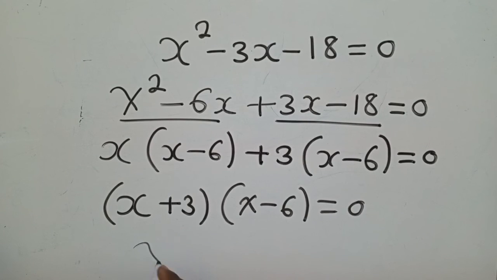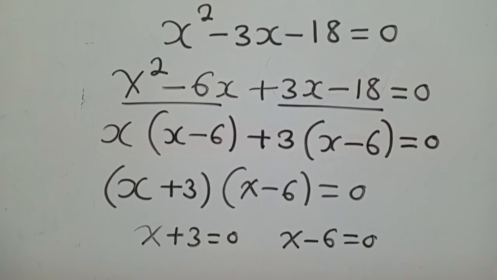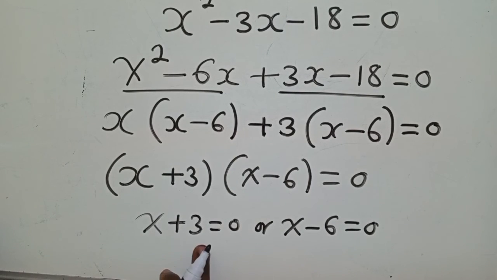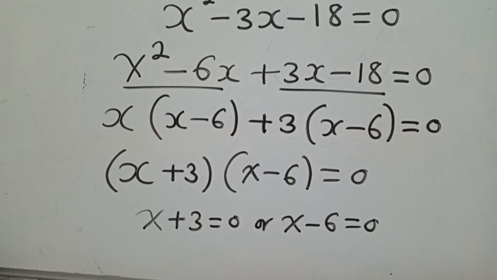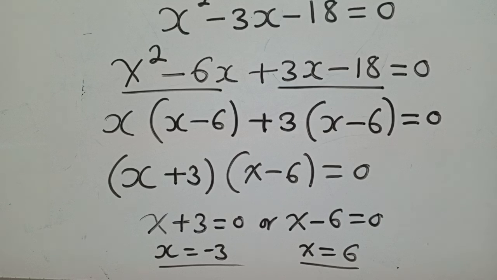Okay. So next we say x plus 3 is equal to 0. This one. The other one, x minus 6, is also equal to 0. We have got two equations. Here we're supposed to put 'or'. We've got this equation and this other one. So what we're going to do here is to just say x is equal to negative 3. The other one is x is equal to 6. So these are the two values of this quadratic equation.